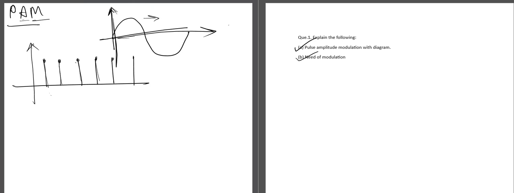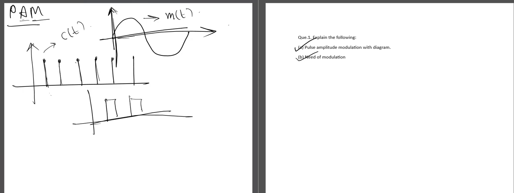So this is our sinusoidal signal, which we represent by m of t, and this is our pulse train, which we represent by c of t. Now there are two types of pulse train. Here we can see this is a single line, which means these pulses have a width of 0. We can also use pulses which have a width like this. Let us say these pulses have a width of tau and they are separated from each other by a time period of T.